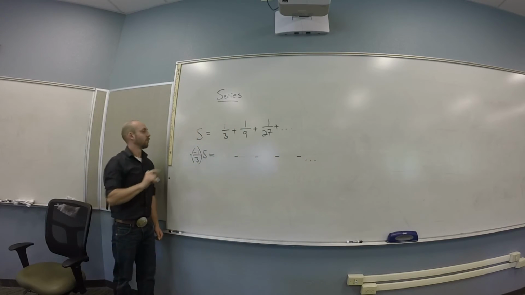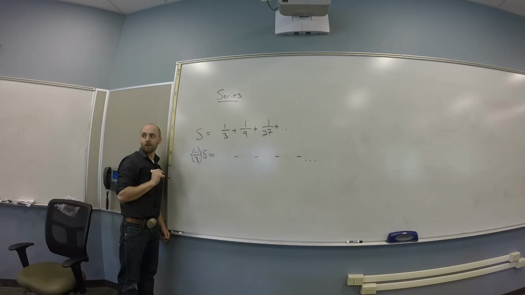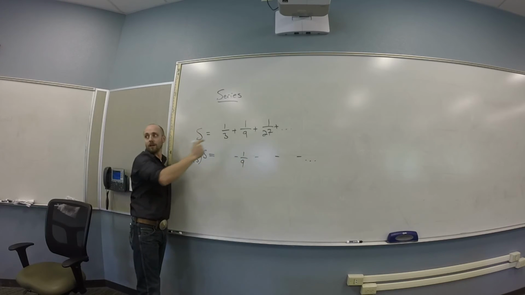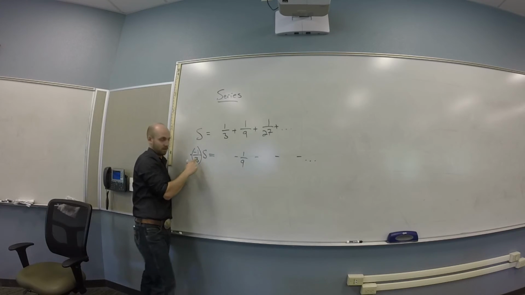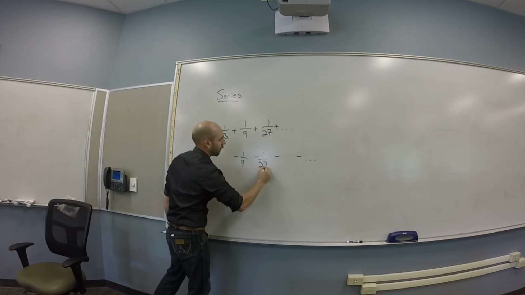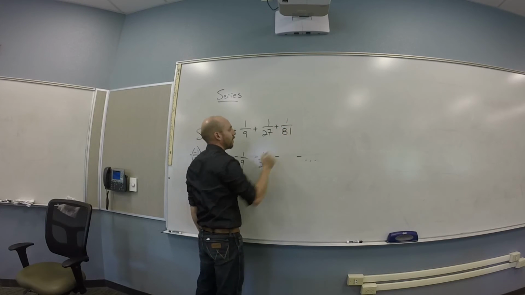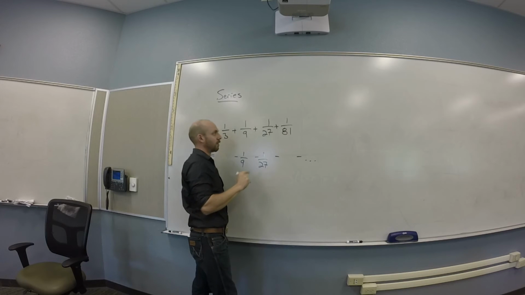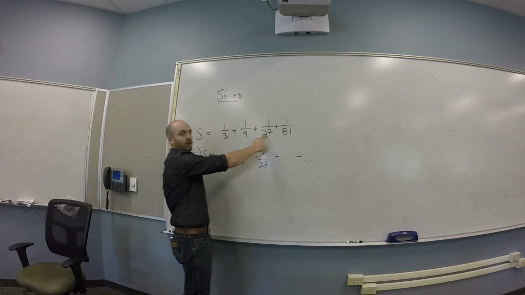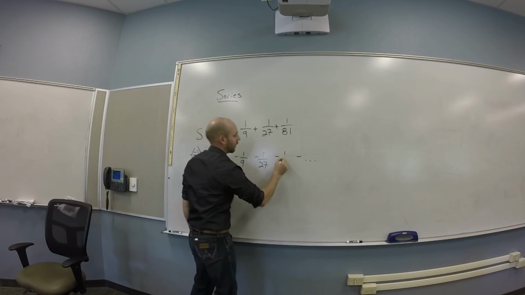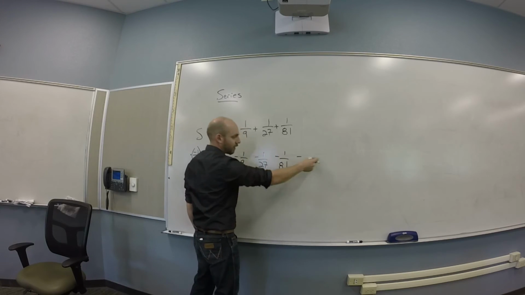What's 1/3 times -1/3? -1 over 9, right? And then 1/9 times -1/3 is -1 over 27. And then the next term would be plus 1 over 81, right? But when I multiply 1 over 27 by -1/3, I get -1 over 81. And kind of so forth, right?